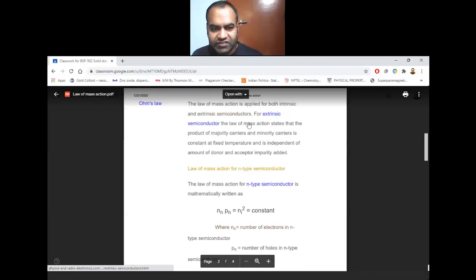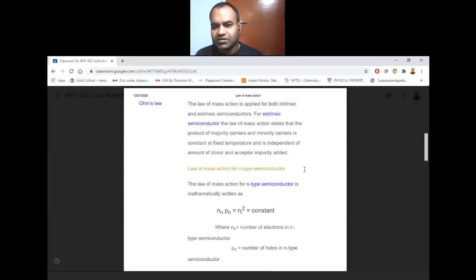So these are the cases of extrinsic semiconductors, because for intrinsic semiconductors there are no n-type or p-type. But for extrinsic semiconductors there are n-types and p-types.